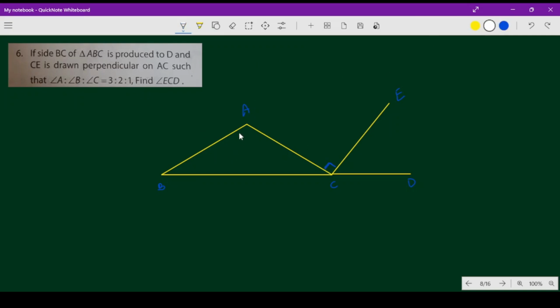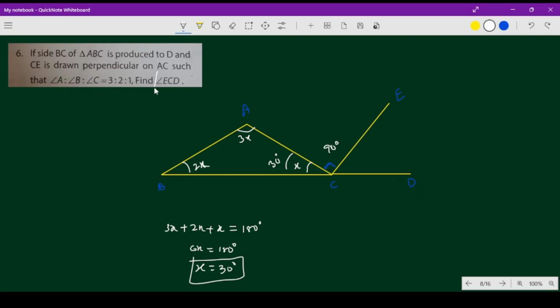As they have given, these angles are in ratio 3, 2, and 1. So we can take it as 3x, 2x, and this one as x. Now as the sum of all angles of a triangle is 180, 3x plus 2x plus x is equal to 180. Upon solving, we get 6x is equal to 180, so x is equal to 30 degree. So this angle is 30 degree, and this is 90 degree.